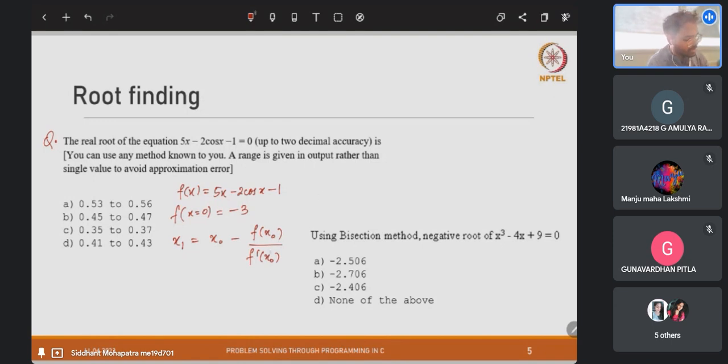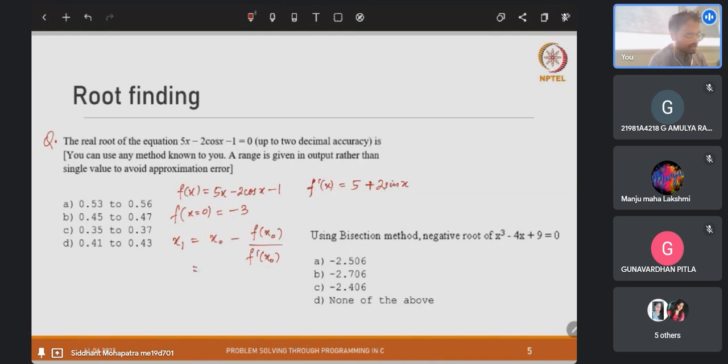Let me calculate f dash x. The differentiation of 5x is 5, and the differentiation of cos x is minus sin x, so minus 2 cos x gives plus 2 sin x. If you differentiate f of x once, you will get 5 plus 2 sin x. Now that is what I'll put here. So let us calculate x1.